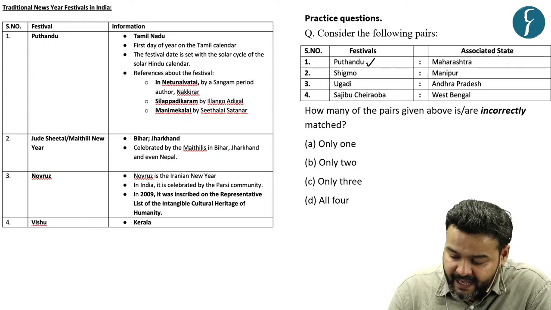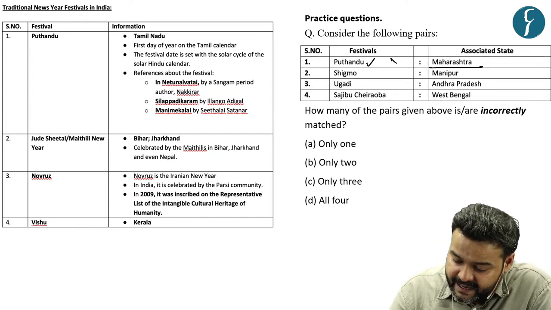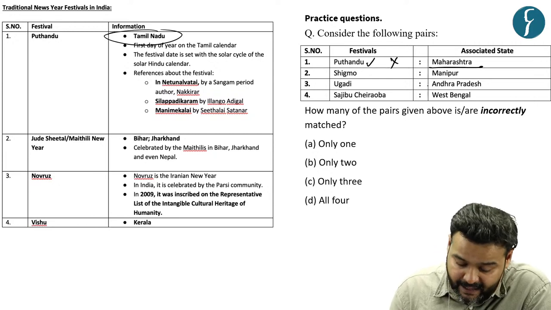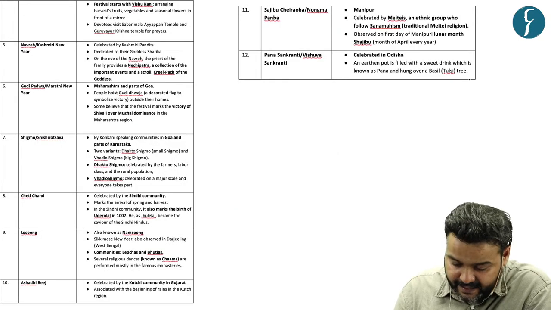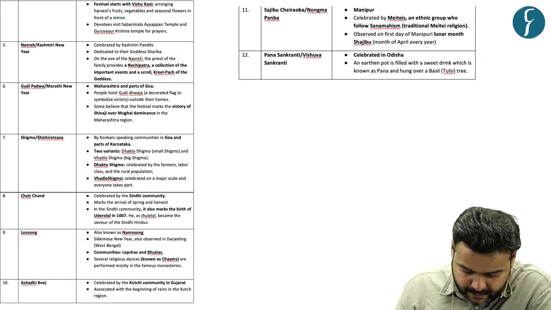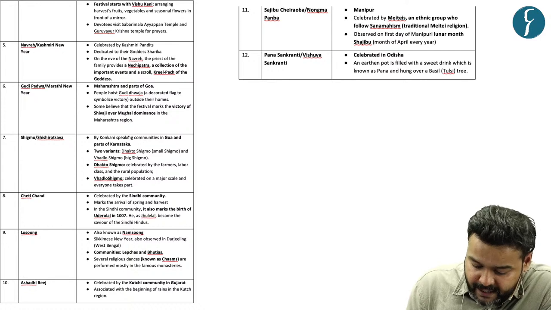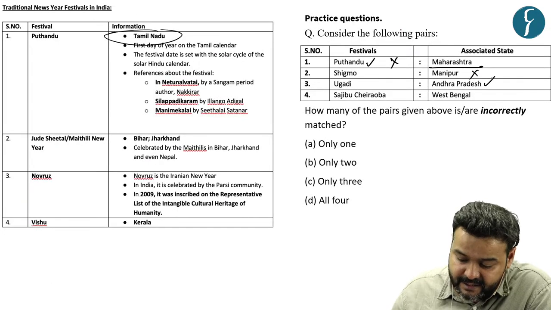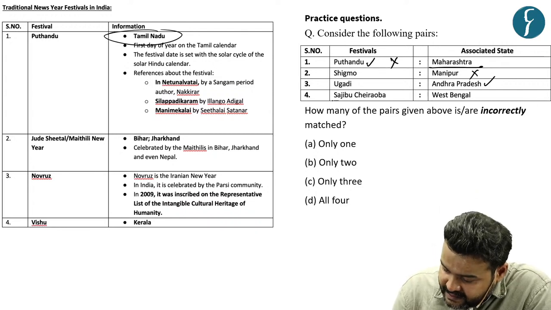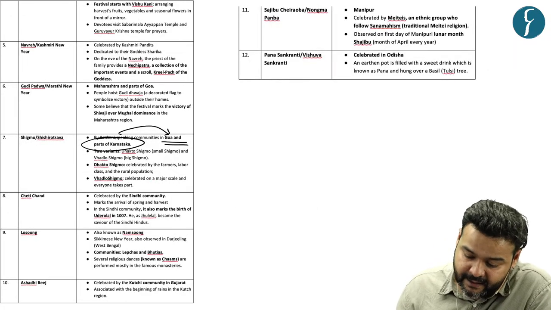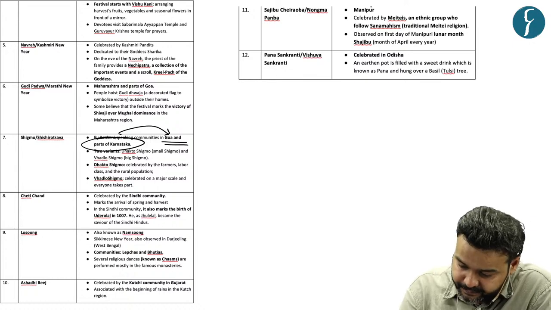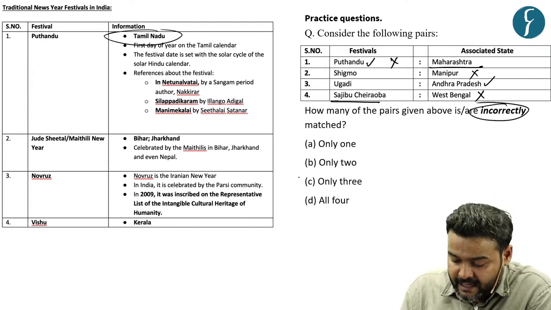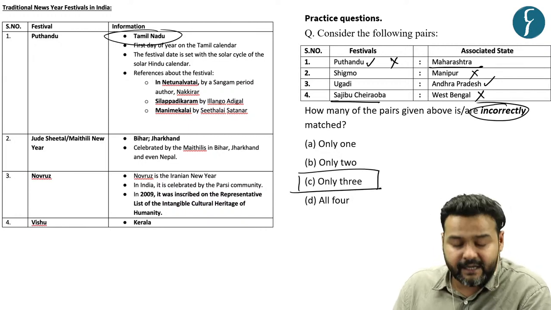First is Puthandu. An option has been given, Maharashtra. Now this is incorrect, as you can see here that this is the New Year festivity of the state of Tamil Nadu. Second is Shigmo. An option here mentions Manipur, which is again incorrect because Shigmo is Konkani, celebrated by Konkani speaking communities in Goa and parts of Karnataka. Third is correctly matched, that is Ugadi, Andhra Pradesh, Karnataka, Telangana. Lastly, Sajibu Cheiraoba. It is celebrated in the state of Manipur and not West Bengal. So, the question asked, how many are incorrectly matched? The answer would be C, that is 3. Three of them are incorrectly matched.